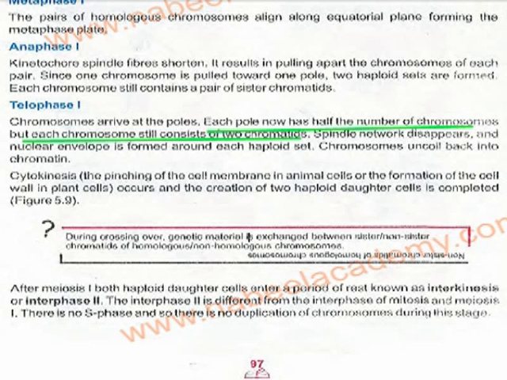Cytokinesis also forms the daughter cells, and the cell wall in plant cells.